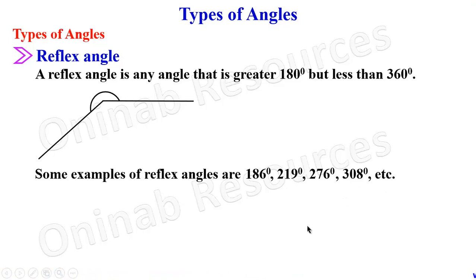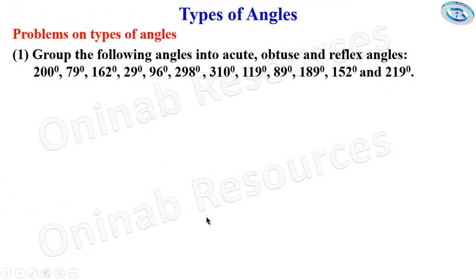These are the types of angles we have. So we've mentioned right angle, acute angle, obtuse angle, and reflex angle. We then go ahead to solve some problems on types of angles. Problem 1. Group the following angles into acute, obtuse, and reflex angles. So we have the angles listed here.